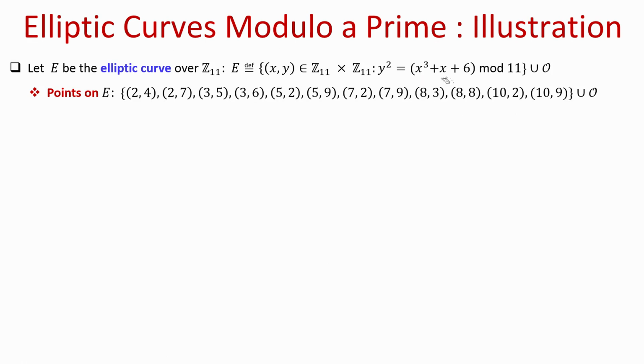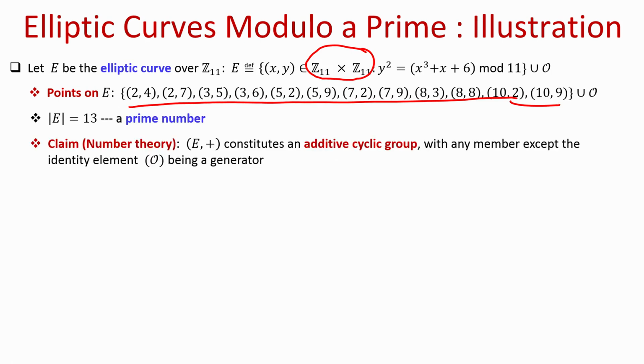So, if you take all (x, y) belonging to the set Z11 cross Z11 and see which of them satisfy this equation, then we obtain the set E to consist of these values. All these pairs satisfy this equation modulo 11, and along with that we have a point at infinity. Since the size of this E is a prime number, namely we have 13 elements in this set E, it follows from a basic fact from number theory that the set E along with the plus operation that we have defined constitutes an additive cyclic group.